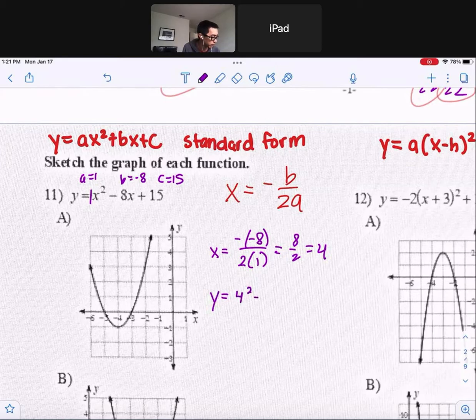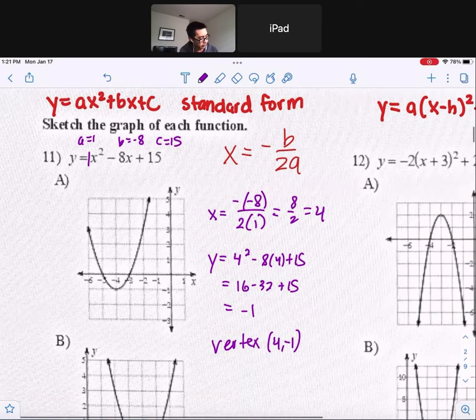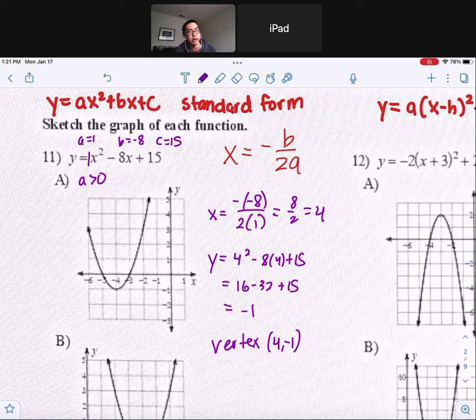Everywhere we see an x, it becomes a 4, and we can solve this to get our y value, which is going to be negative 1. So our vertex is going to be 4, negative 1. And because a is 1, that's bigger than 0, right? That's positive. We know this graph is going to open up. This also tells you your y-intercept.